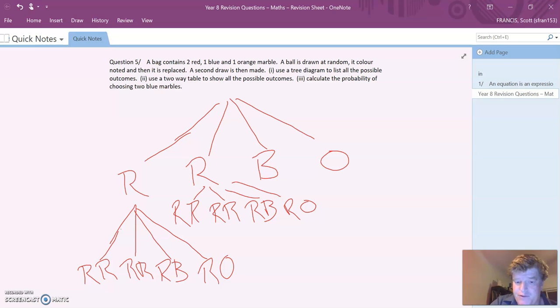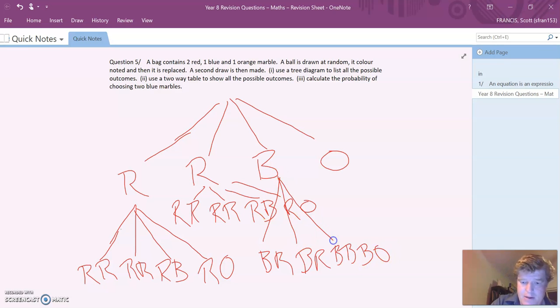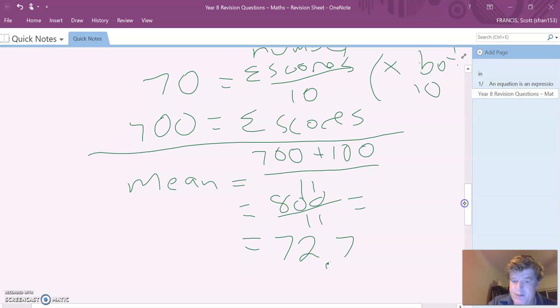We've said we've drawn a blue the first time. So having drawn a blue, our first option is to draw a red, blue and another red. Then a blue followed by another blue, and a blue and an orange. So they're our 4 options there. And finally, we start by drawing the orange, and then the second time we draw a red. We've already started with the orange. Second we draw a red, orange and blue, and orange and orange.